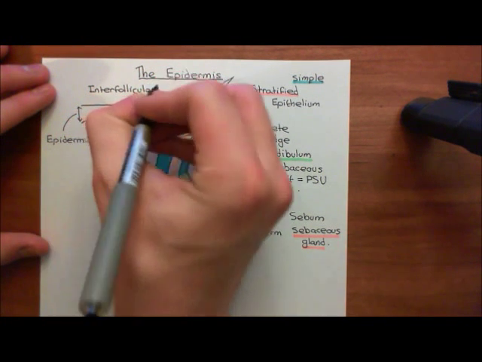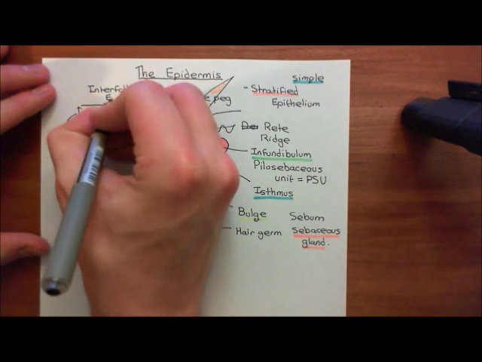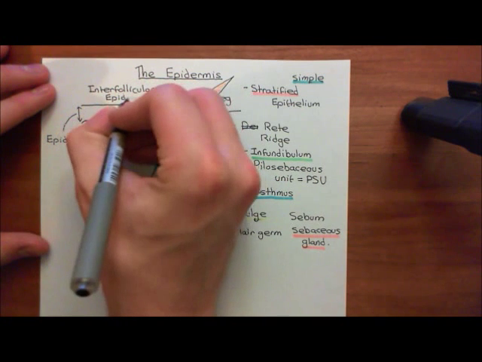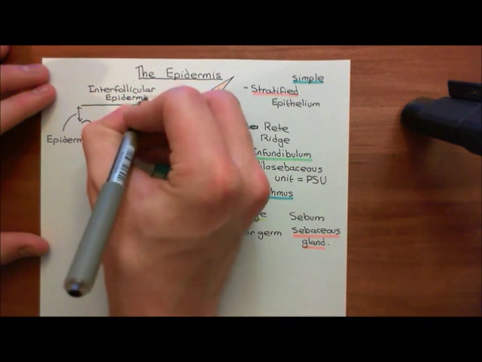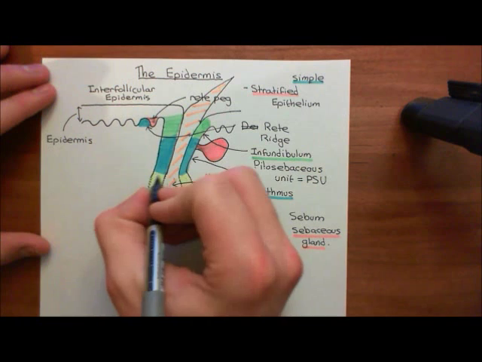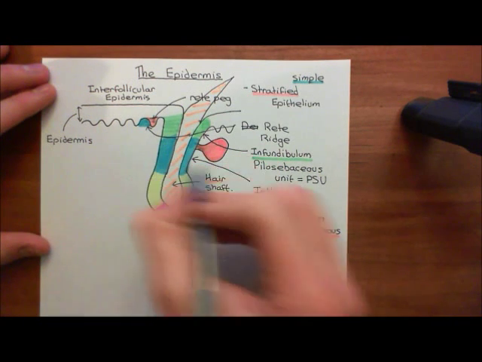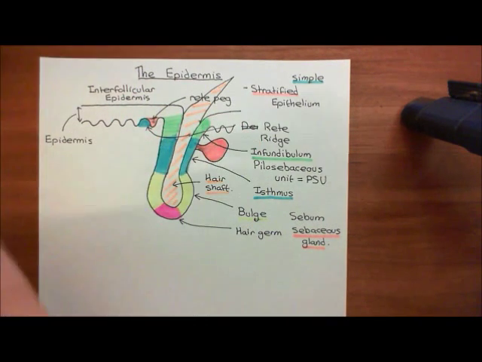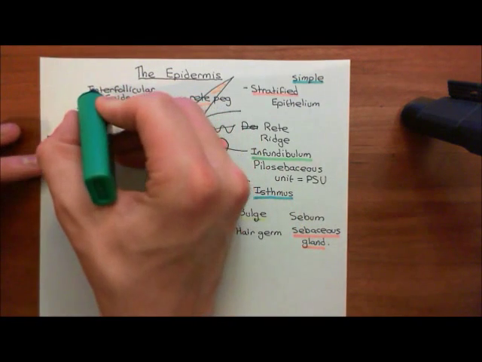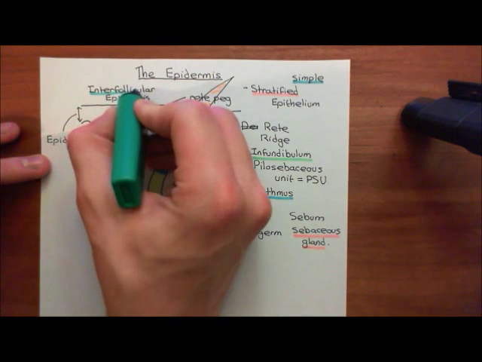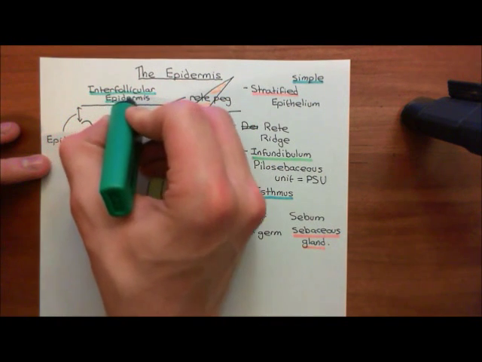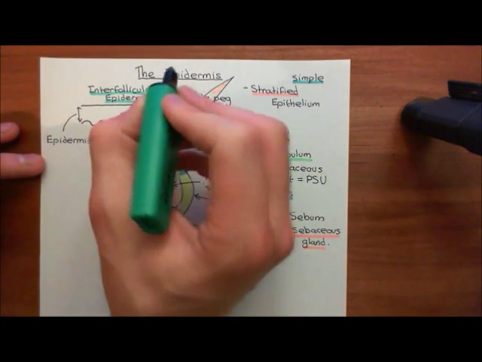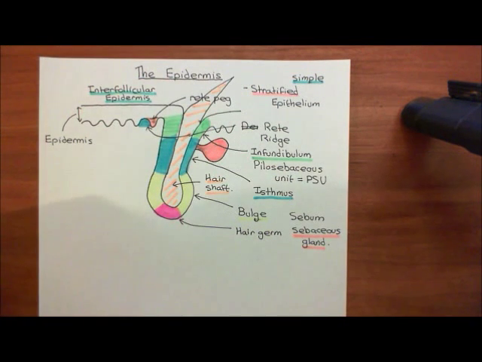Okay, so if you want to specifically tell someone that you are talking about the epidermis that is not part of a hair follicle, or the boundary of a hair follicle, the pilosebaceous unit, then you would call it the interfollicular epidermis. And it's the interfollicular epidermis that we are going to study in great detail in this video.